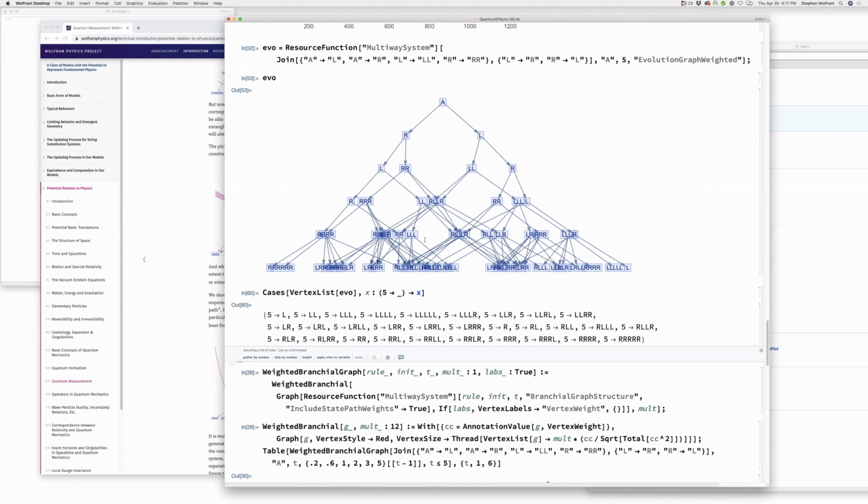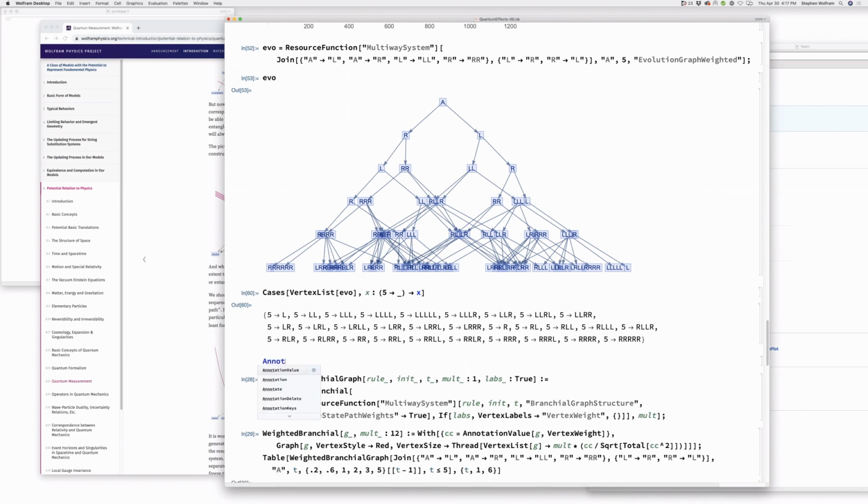Okay, so we've got this, and now what we want to do is we want to say the edge weights for those guys there, right? So we want to say annotation value, oh, I'm confused how to do this. Well, we can make a subgraph. Yeah, we could just take a subgraph here. Take subgraph of this.